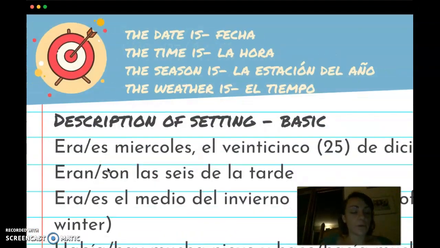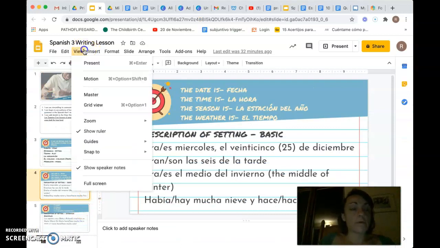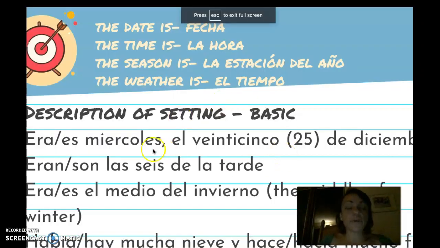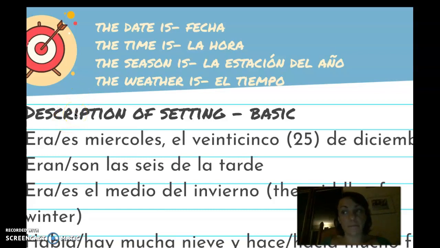So, the description of setting is always going to be the imperfect tense. Okay, so that's where you see the aba and ia endings, right? Like trabajaba or vivía or comía, right? And we use this for description of la fecha, la hora, la estación del año, and el tiempo, the weather.